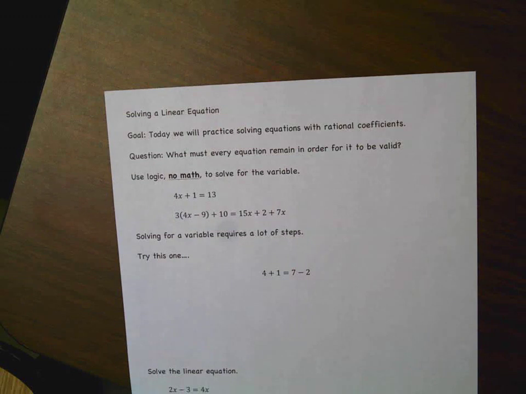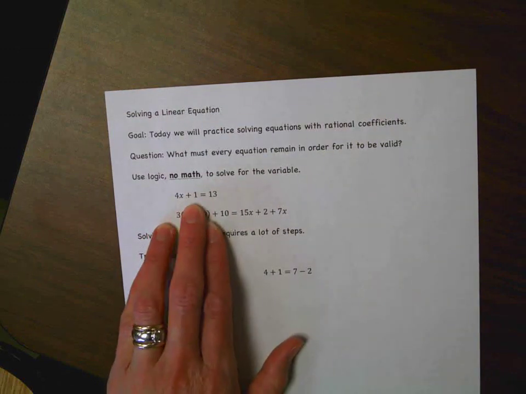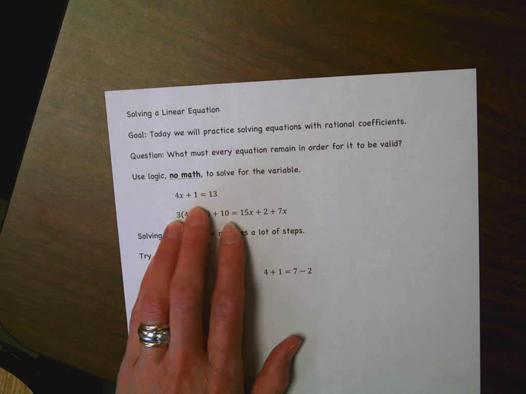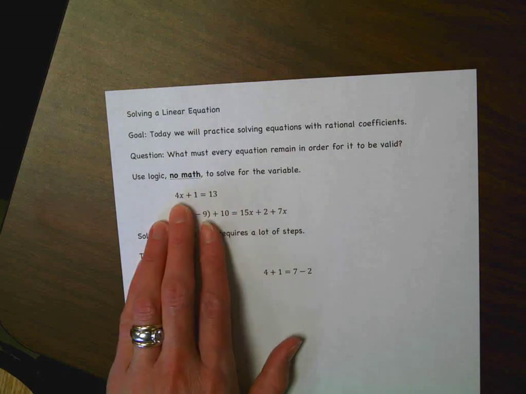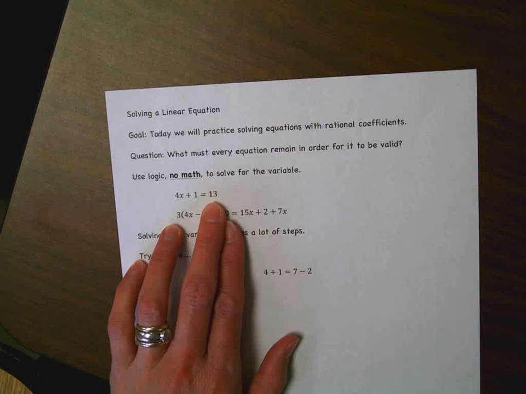Use logic, no math, to solve for the variable. So again, on this one, we're going to think logically. I know that's very crazy for a math teacher to say, use logic and no math, but we're trying to build on that number sense that you have. Looking at the first one, 4 times what number plus 1 gives you 13? You know that 4 times 3 is 12 plus 1 is 13. So very quick, x has to equal 3.